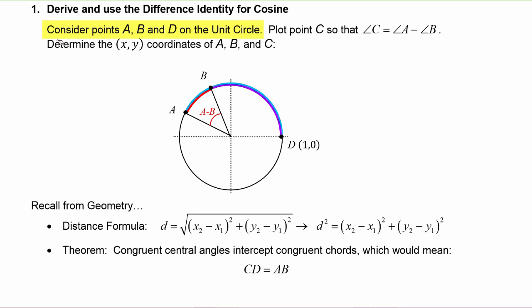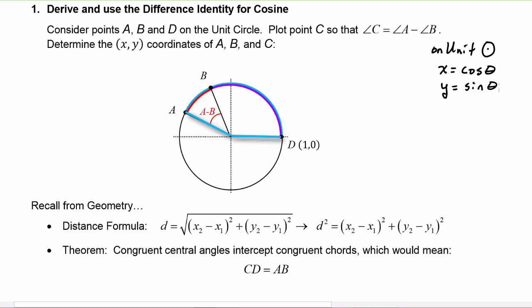So first, let's consider points A, B, and D on the unit circle. Angle A is the angle in standard position whose terminal side goes through point A. Now we can actually determine the coordinates of this point because remember, when we are on the unit circle, the x-coordinate comes from the cosine of the angle and the y-coordinate comes from the sine of the angle. So that means over here at point A, we know the x-coordinate will be cosine A and the y-coordinate will be sine of A.